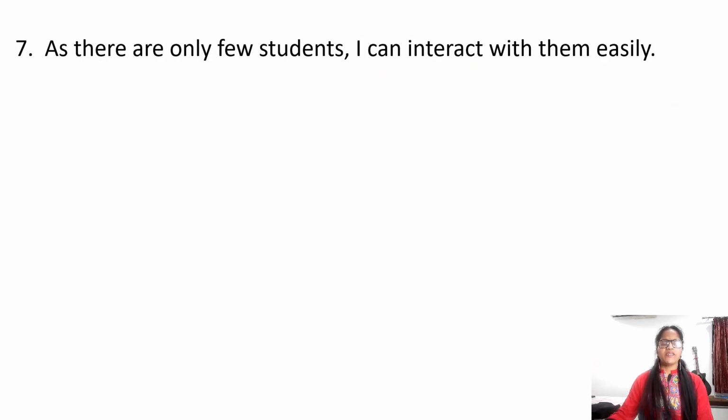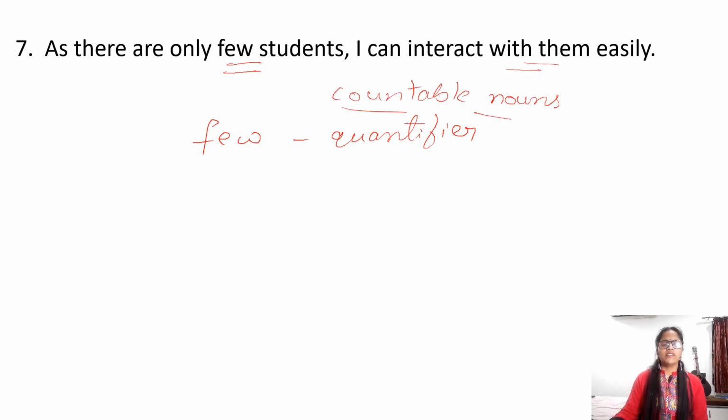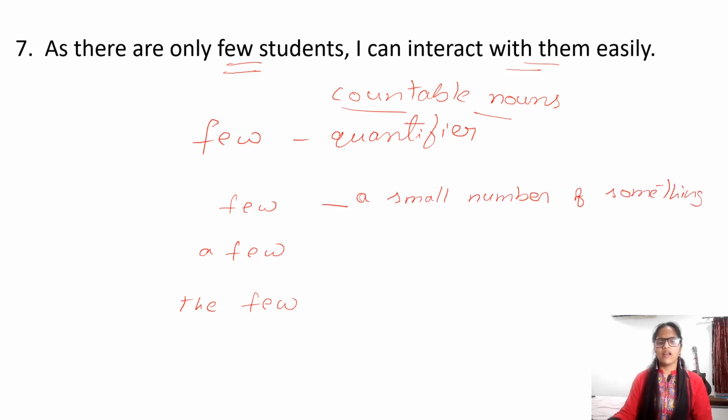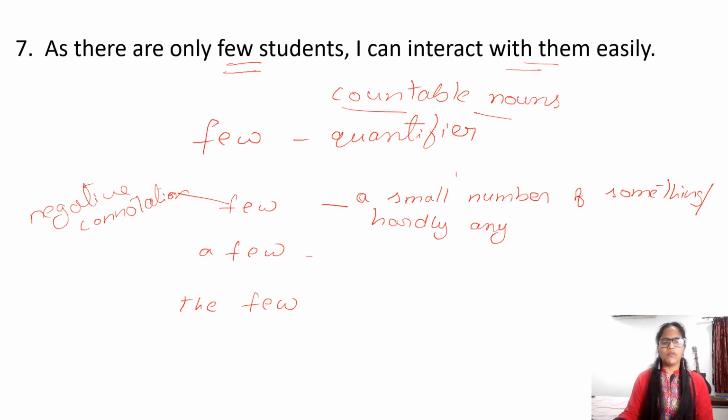Next one: as there are only few students, I can interact with them easily. Few is a quantifier and it refers to countable nouns. Now let's see the difference between few, a few and the few. Few emphasizes a small number of something, or hardly any. Few is used in a negative connotation. Now what is the meaning of a few? A few means some. The few means not many but whatever there is.